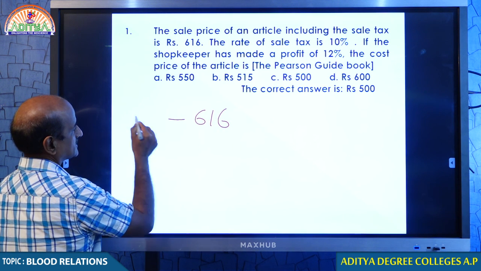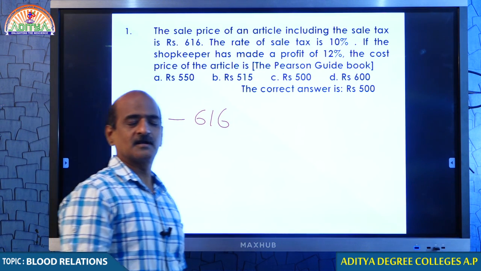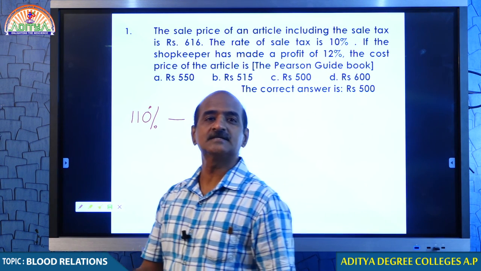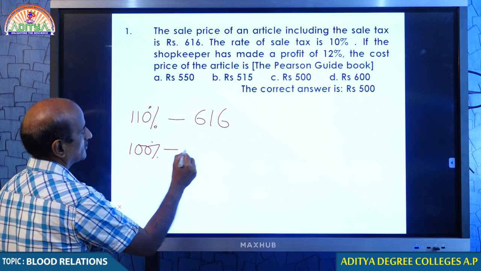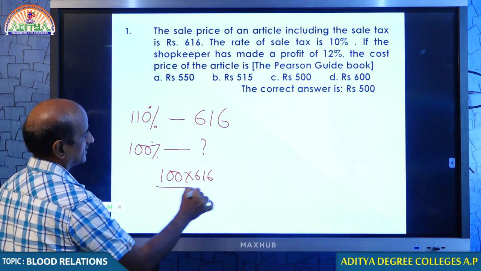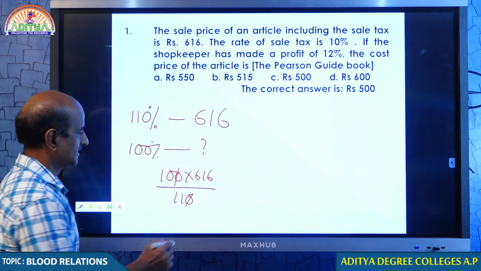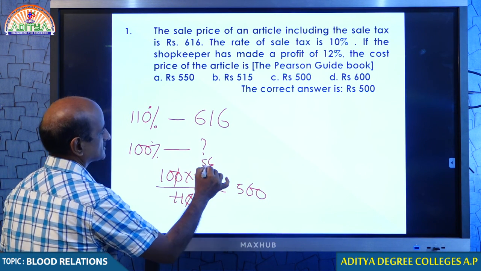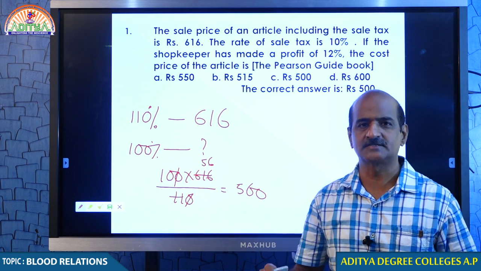616 includes a sales tax of 10%. Therefore, 616 is equal to 110%, because that includes a sales tax of 10%. Without the sales tax, the book price should have been, come on student, how much is it going to be? That is 560. What is 560? That is the price excluding sales tax.